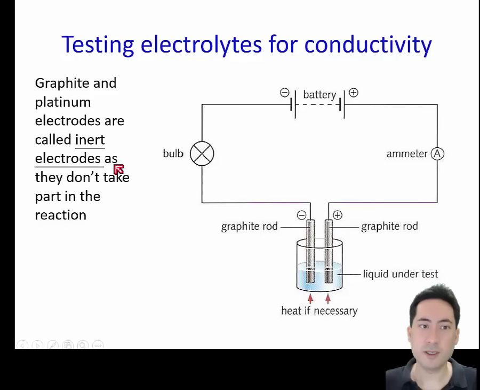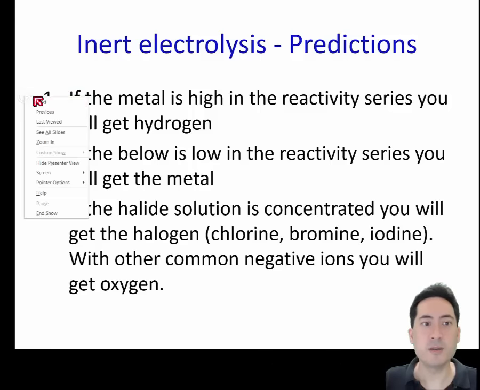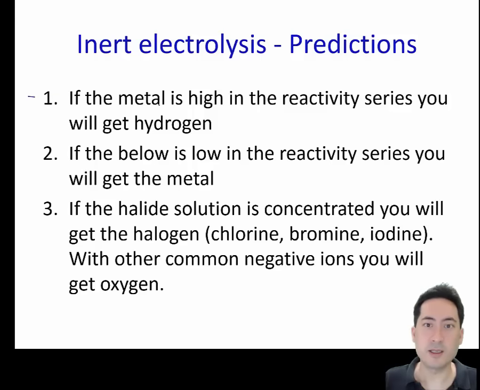So you don't want the thing to react, so you need to use an inert electrode, so either platinum or graphite. And you can use the data booklet in high level, as I showed you before, to get some more substantial information. But at standard level, they're not going to ask you to do calculations. So just realize some rules of thumb that are going to help you.